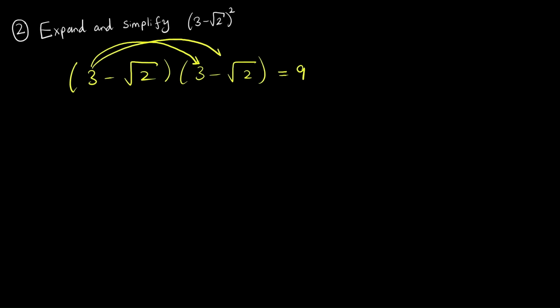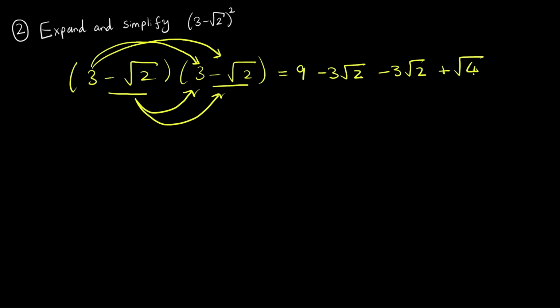3 times minus root 2, remember these minus parts are sort of connected as one term, that's going to give me minus 3 root 2. Minus root 2 times 3 gives me minus 3 root 2, and minus root 2 times minus root 2, that's going to give me plus, if we times them in the square roots, root 4. So then I've got 9.